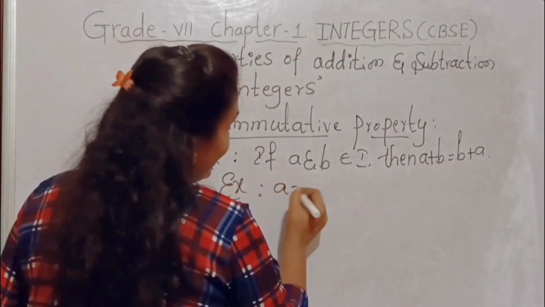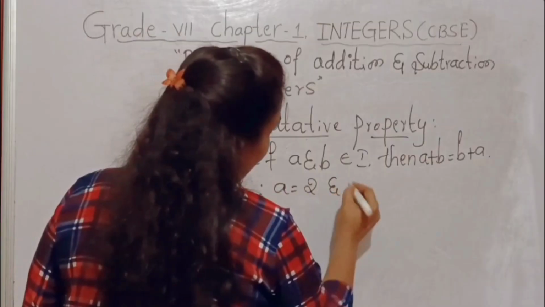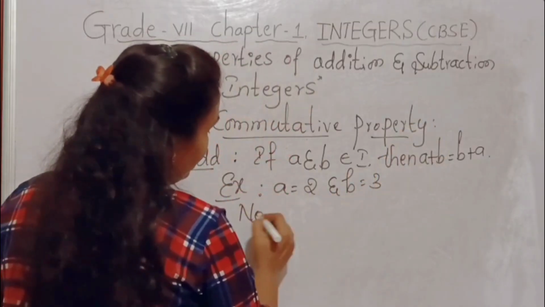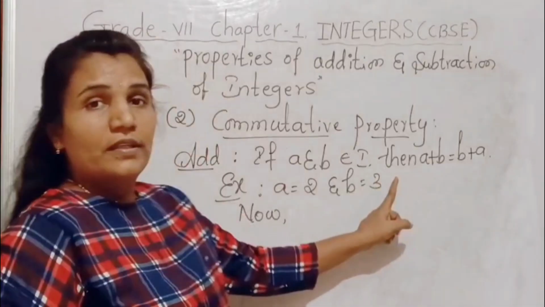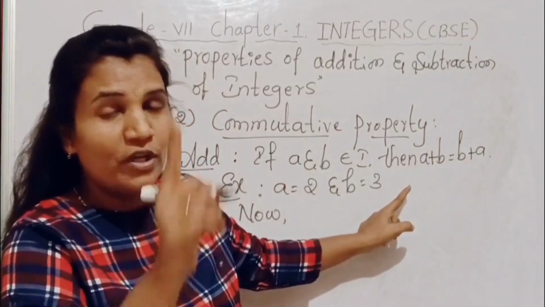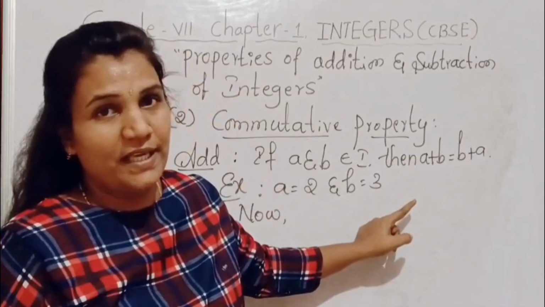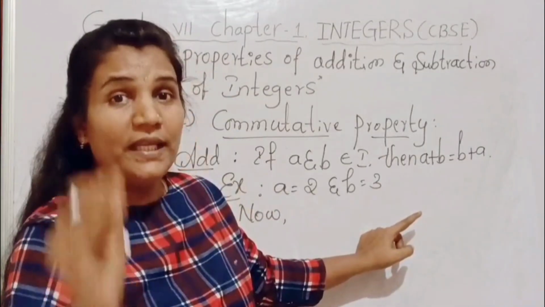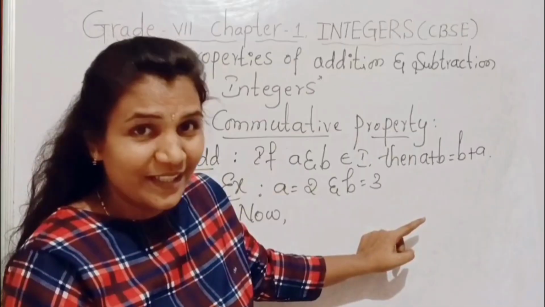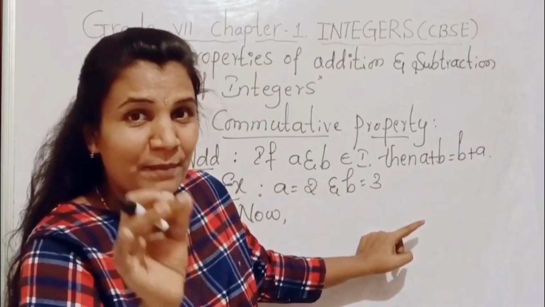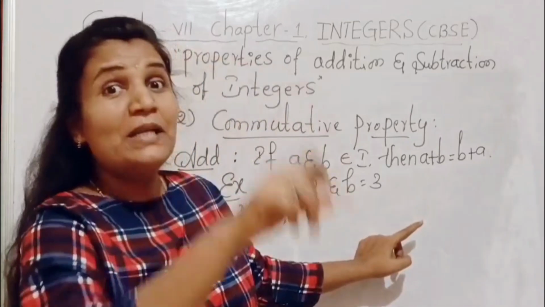Example. A is equal to 2 and B is equal to 3. Now, if we go to the commutative property, it should hold good: A plus B is always equal to B plus A. The sum of two integers should be equal to the sum of the same integers in a different order.